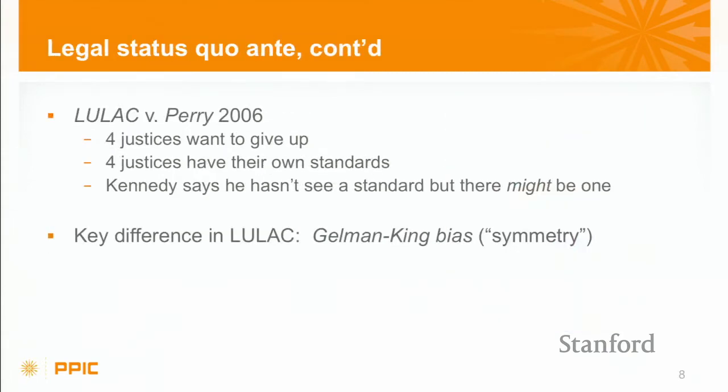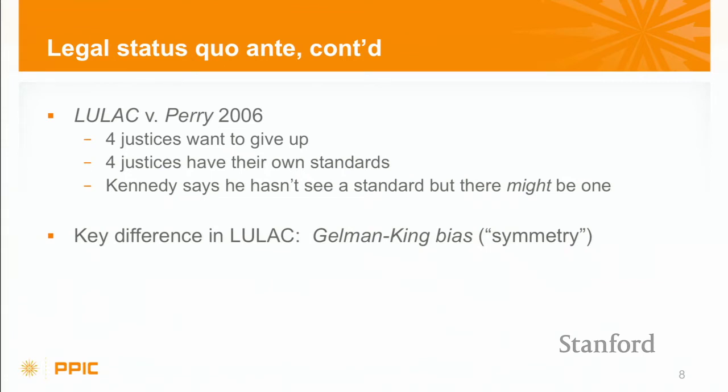There was one other Supreme Court decision on this topic between Vieth and the Gill case, the Whitford case that was just heard. That was LULAC v. Perry. It only came 2 years after the Vieth decision, and it was very similar in outcome. 4 justices wanted to give up. 4 had their own standards. And Kennedy hadn't seen the standard, but he thought there might be one.